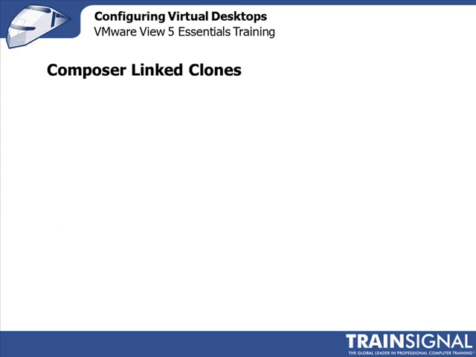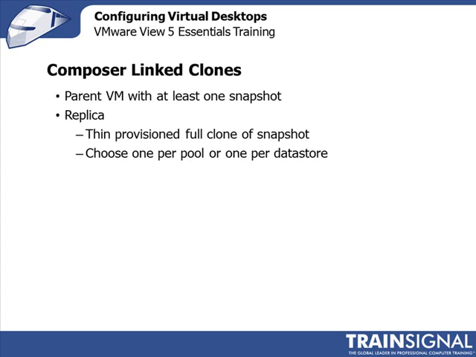So let's jump right into Composer linked clones and do a little bit of a deep dive here. A Composer linked clone at its very base originally starts with a parent VM with at least one snapshot. So what I have is a virtual machine, not a template, but a regular standard virtual machine that I've configured as my golden image. And when I'm ready, and I think I've gotten this golden image set exactly the way I want it, I'm going to power that off and take one snapshot. And then that's going to become the basis for my linked clone.